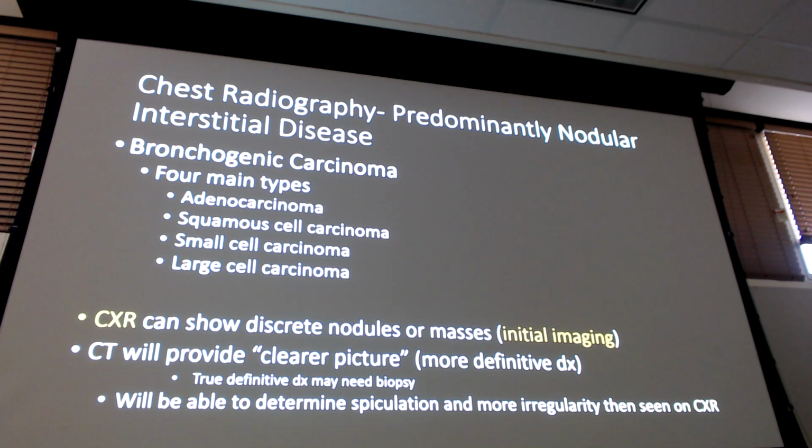Cancers. 4 main types in the lungs. Chest x-ray is going to be your initial imaging. It can show those nodules and masses. Okay?